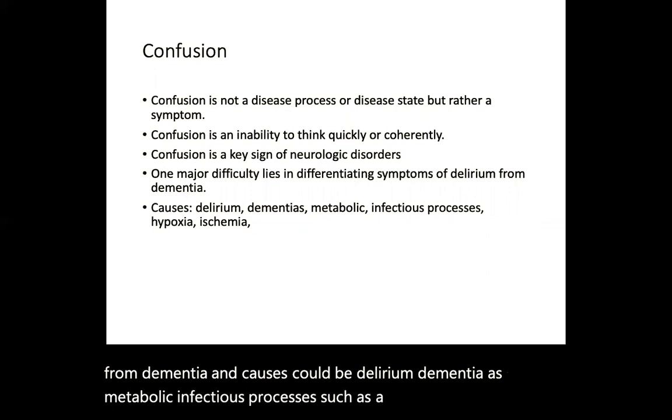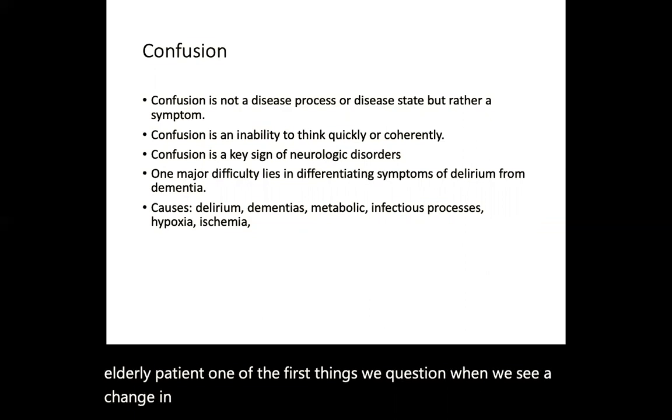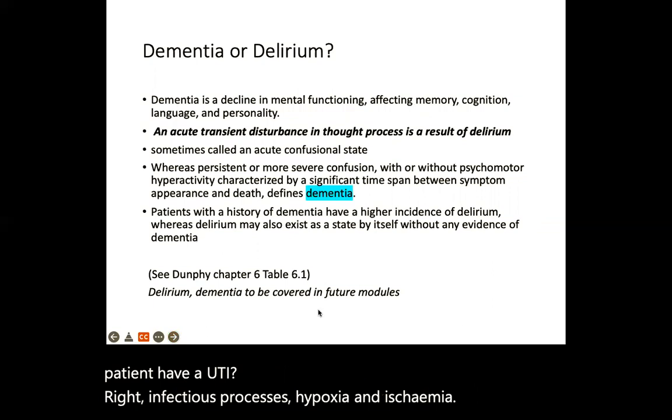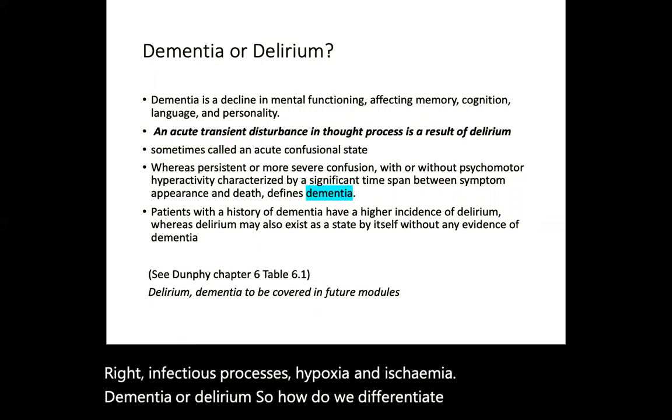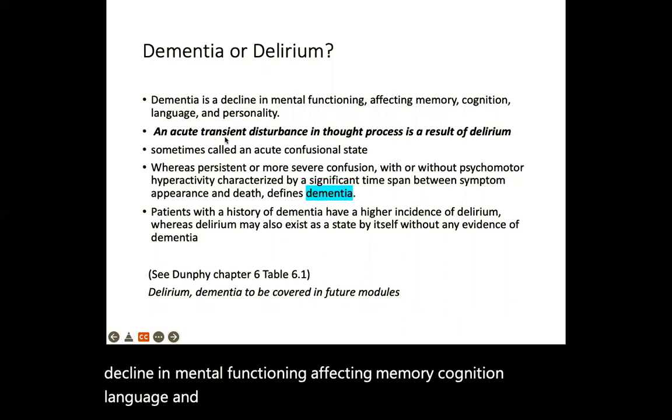Remember, in our elderly patients, one of the first things we question when we see a change in mental status or an increase in confusion is, does the patient have a UTI, right? Infectious processes. Hypoxia and ischemia. Dementia or delirium. So how do we differentiate? So dementia is a decline in mental functioning affecting memory, cognition, language, and personality. Acute transient disturbance in thought process is a result of delirium.